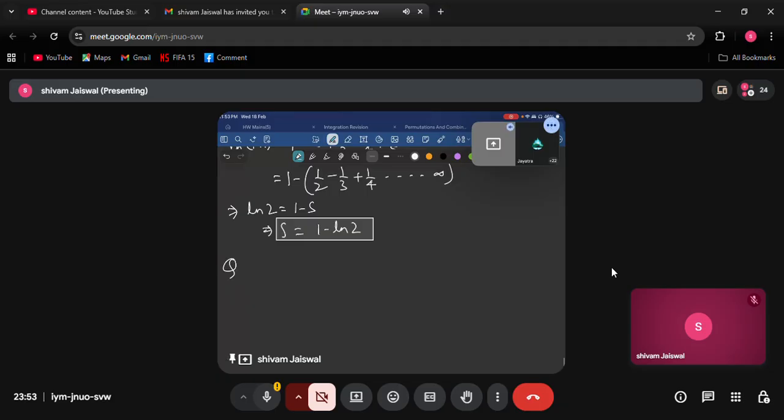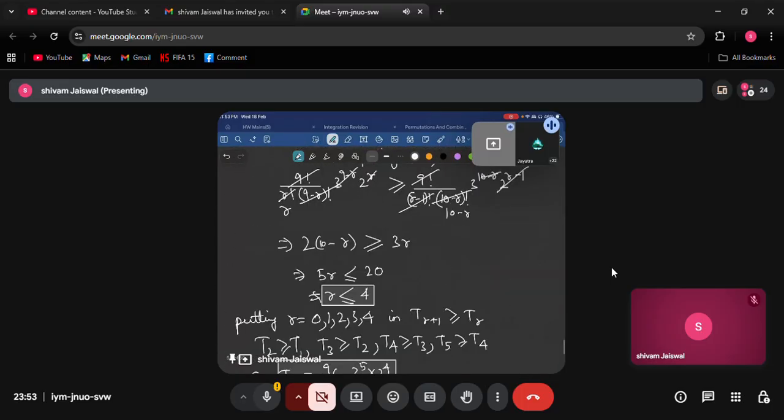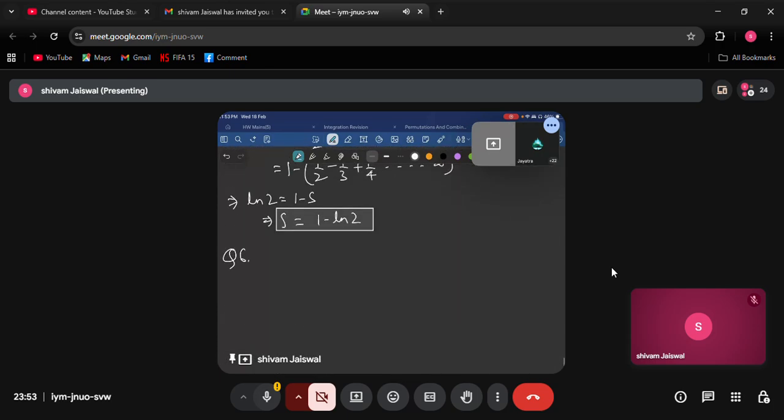Question number 6. Simplify half minus 1 by 2 into 1 by 2 squared plus 1 by 3 into 1 by 2 cubed minus 1 by 4 into 1 by 2 to the power 4 dot dot dot up to infinity.